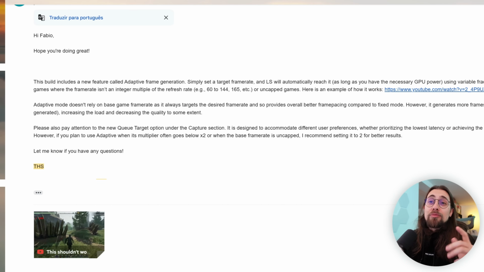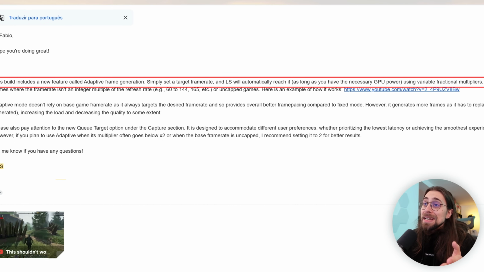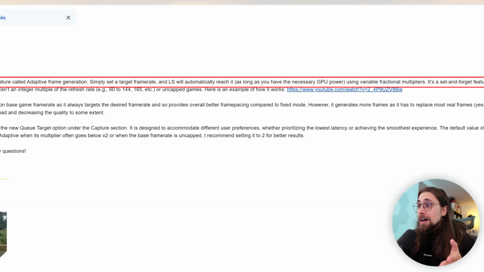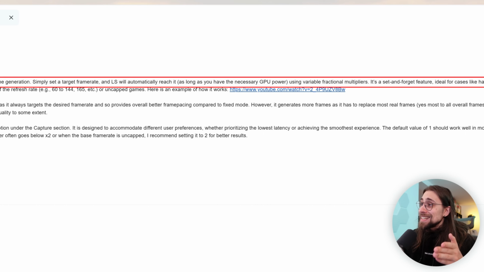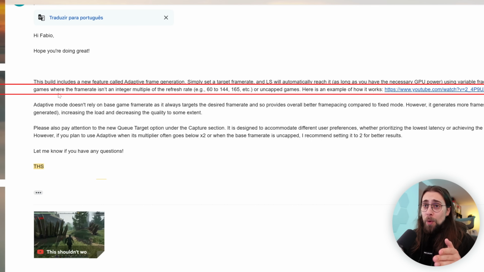And I know that you guys don't really care about this part, but for you guys that do, we also have more information of how this adaptive sync generation works. So, according to THS, this build includes a new feature called Adaptive Frame Generation. Simply set a target frame rate and LS will automatically reach it, as long as you have the necessary GPU power, of course, using variable fraction multipliers. It's a set and forget feature, ideal for cases like hard or soft capped games, where the frame rate isn't an integer multiplier of the refresh rate. Example 60, 144, 165, etc. Or of course uncapped games like we're gonna test.